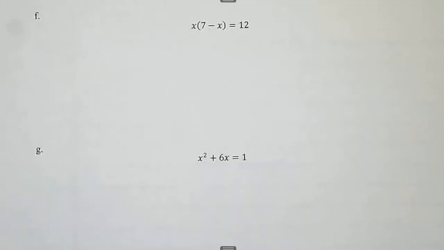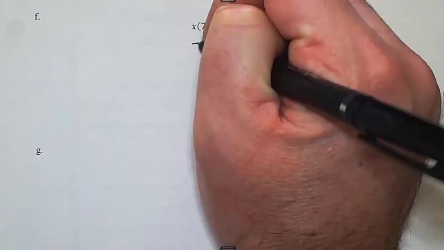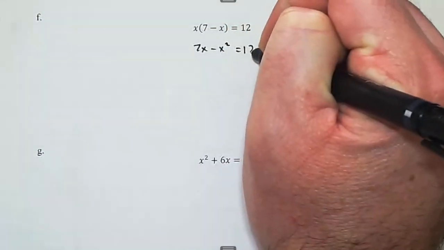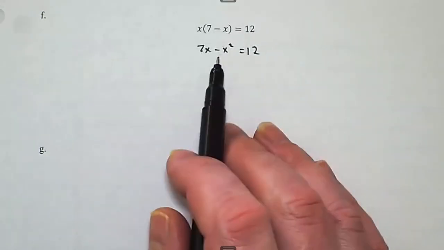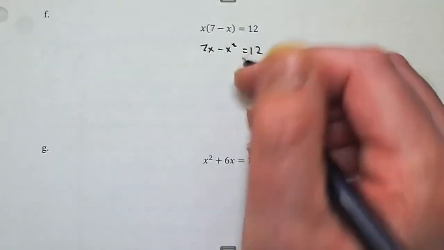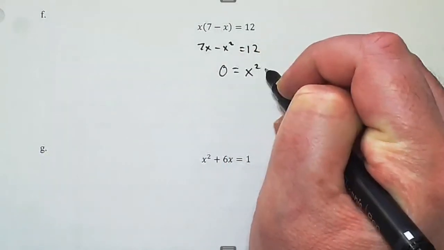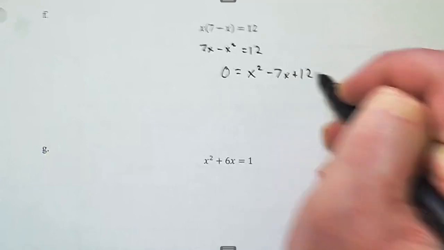All right, on letter F. It's already factored. That's awesome, but it's not equal to 0, so it doesn't do us any good. We have to set it equal to 0 and factor later, if possible. So what I'll do is distribute the x, making it 7x minus x squared equals 12. I want to set it equal to 0, but I don't like a minus for the x squared. So let's move everything over to the other side, making it positive x squared minus 7x plus 12.